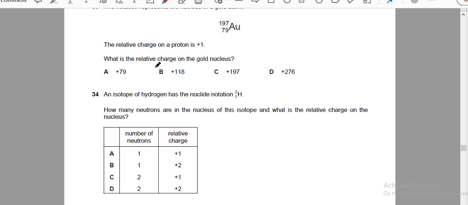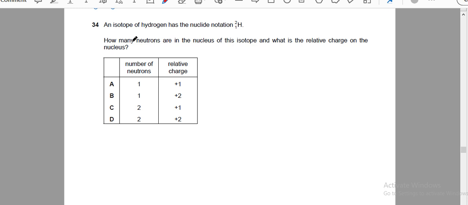What is relative charge on gold nucleus? As for proton positive 1, it is positive 79. Isotope of hydrogen has nuclide notation. How many neutrons? And relative charge on nucleus. As this is one proton, so we have one neutron. And as we have one proton, we have positive 1.